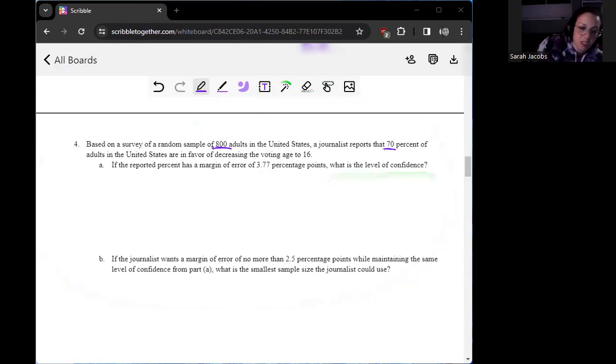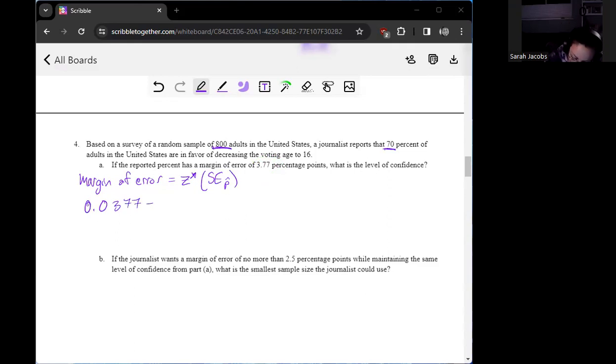So this is something a little bit different than what we've done in class, but it's got the same basic principle. You set up the margin of error and you solve for the unknown. In this case, we're going to be solving for that critical value. So once more, margin of error is equal to the critical value times the standard error of the sample. Our margin of error is 3.77%, which as a decimal is 0.0377. Be very careful not to make that 3.77.